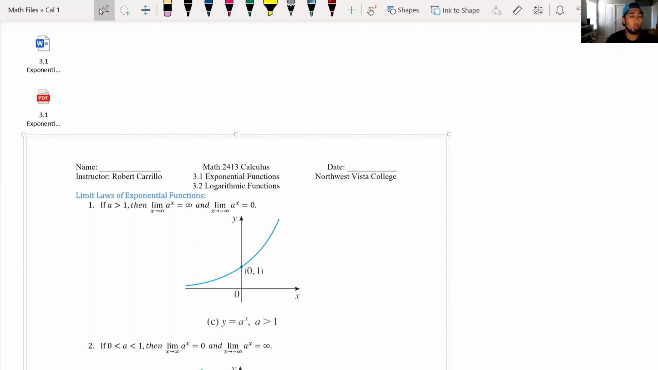Okay, welcome. This is 3.1 and 3.2. And we are looking at more limits. But we are looking at the limits of exponential functions and the limits of logarithmic functions. Okay, so we're going to start with exponential functions, as you see on the paper there.